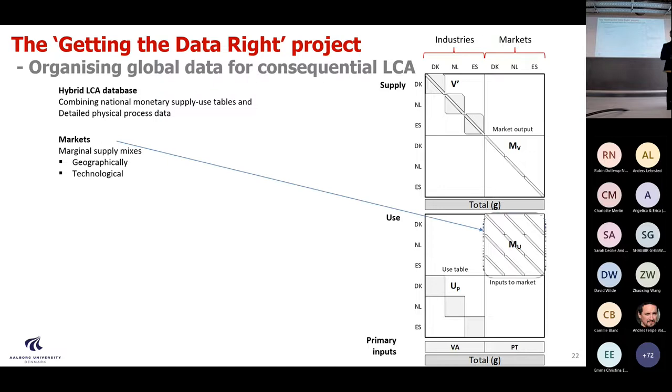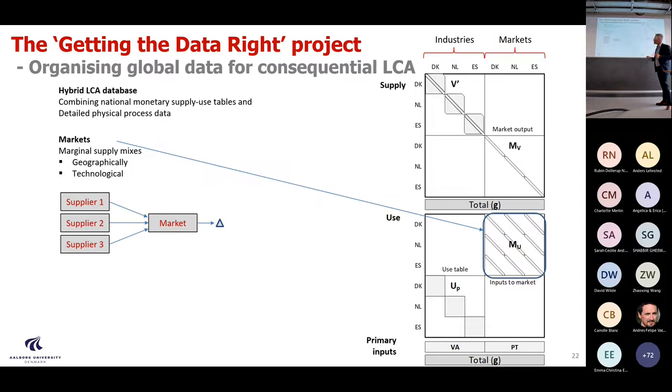Another advantage, I have already told you about these market mixes, average marginal markets. That's what we're doing here in the market mixes. So we are composing consequential market mixes. For every market, we take into account what happens if we change the demand for something, and how we are then influencing different suppliers in different countries and with different technologies.